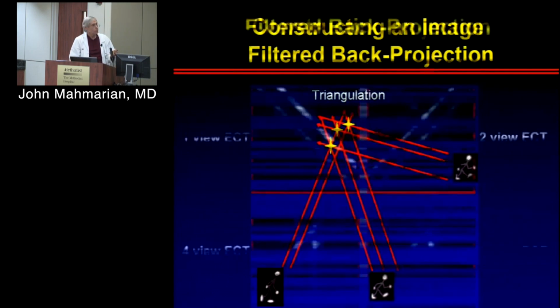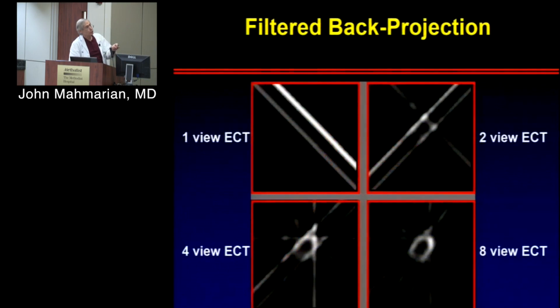Okay? This is just an example. If you just took one view of something, you would have no picture. If you have 2 views, you start to see a little bit of interaction where the points meet. You get 4 views, well, now things are starting to look better. 8 views, now you have an image. Okay, it's where all the intersections occur from all these different angulations.